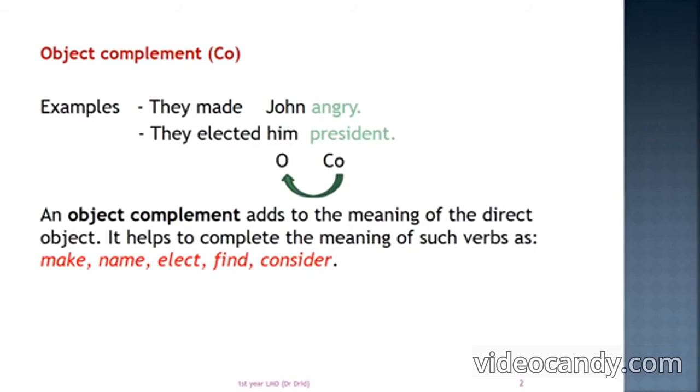We summarize. An object complement adds to the meaning of the direct object. It helps to complete the meaning of such verbs as make, name, elect, find, consider, also call. For example, they named their baby Helen. I found him very smart. They consider her a good mother.